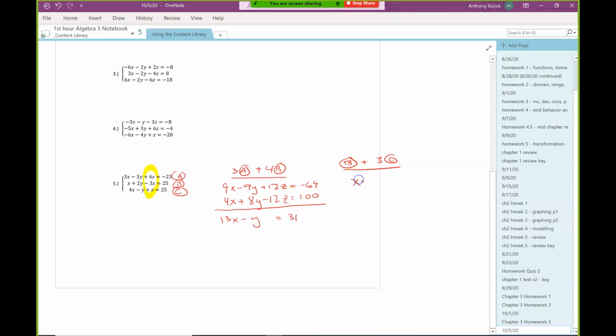And then the other set, the b didn't change, so I'll just recopy that. And then 3 times c, 3 times 4x is 12x. 3 times negative y is negative 3y. 3 times z is 3z. And 3 times 25 is 75. When I add down, I get 13x minus y is equal to 100. So far, so good?